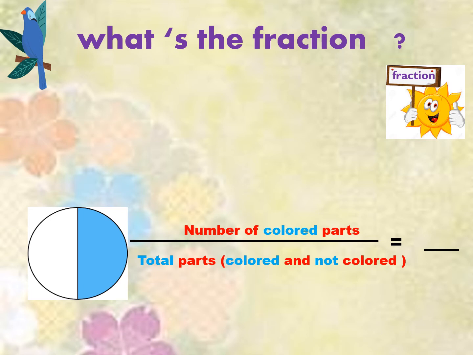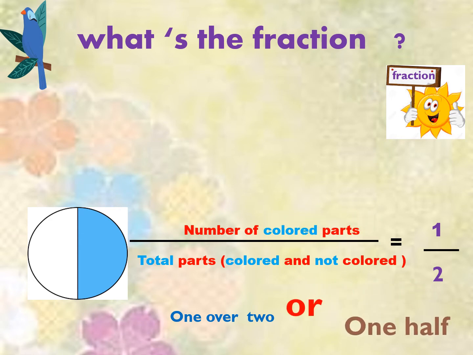So what can I write here? On top, the number of the colored parts. Here, how many parts are colored? 1. Okay. And at the bottom, I will write the total parts, colored and not colored. Here it is divided into 2 parts, so the colored and the not colored is 2. So I say in the fraction 1 over 2 or one half. Okay, so again 1 over 2 or one half.